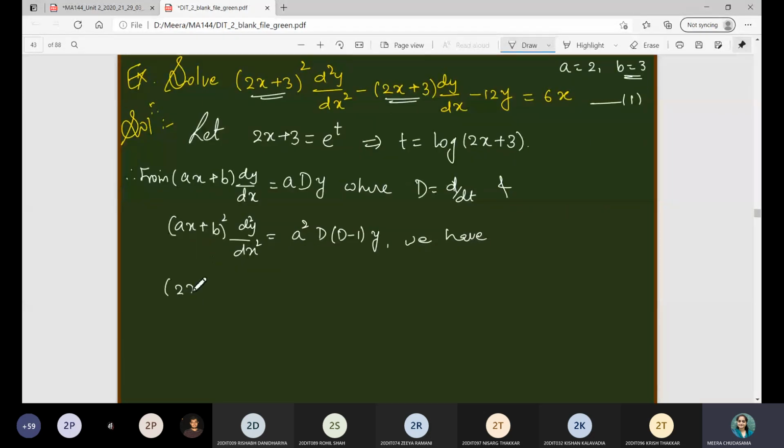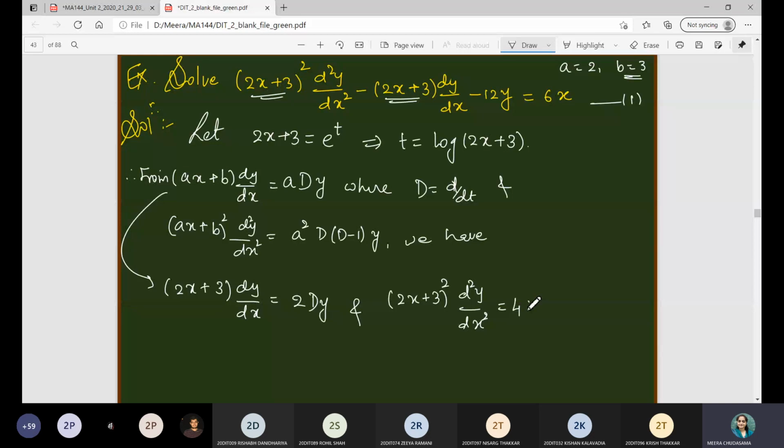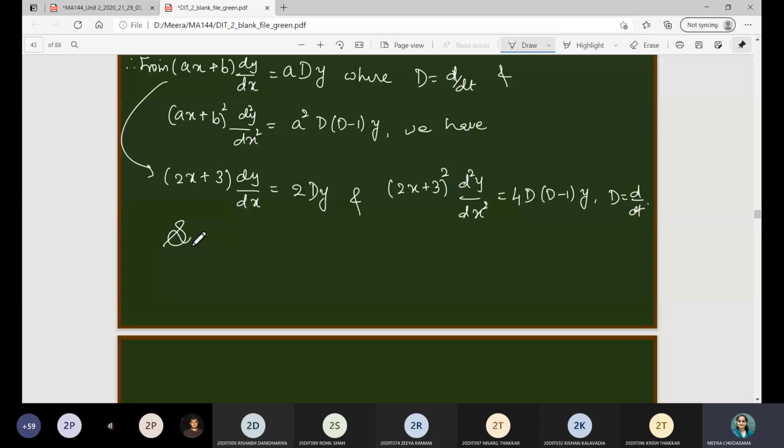so now we will write in terms of our given differential equation. So 2x plus 3 dy by dx, what will I write here? a is equal to 2, so I will write it as 2 dy. From this I have written this one, and (2x plus 3) whole square d square y by dx square is equal to a square. a is 2, so it is 4 d into (d minus 1) y. You can write where d is d by dt, right?